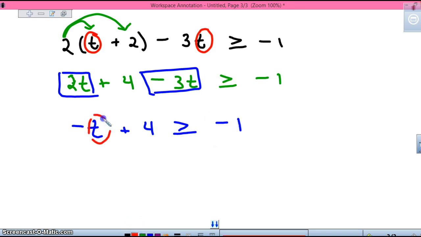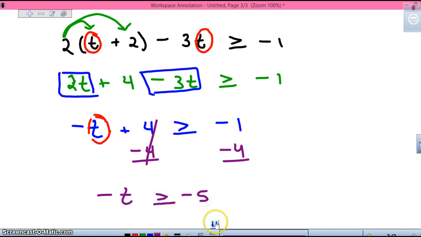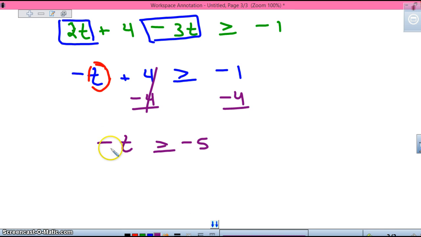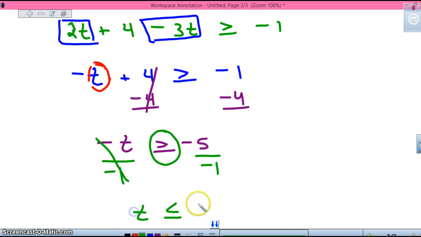We're solving for t, so we're going to begin by subtracting 4 to both sides. Negative t is greater than or equal to negative 5. Can we have a negative variable? We have to divide by negative 1. Anytime we're multiplying or dividing by a negative, what do we have to do with the inequality sign? We have to flip the inequality sign. So t is less than or equal to 5.